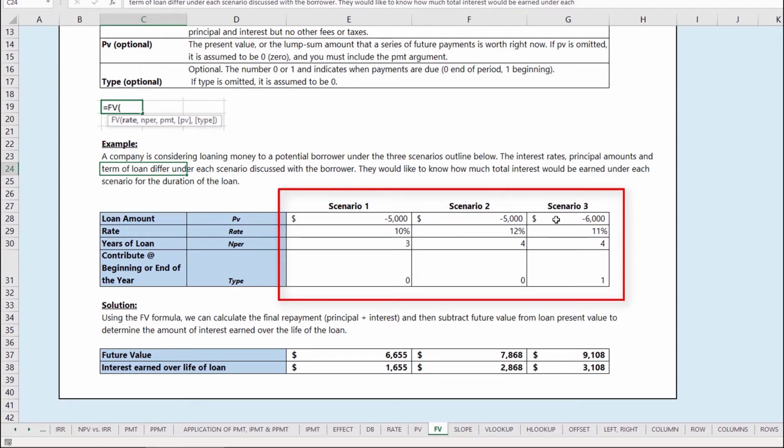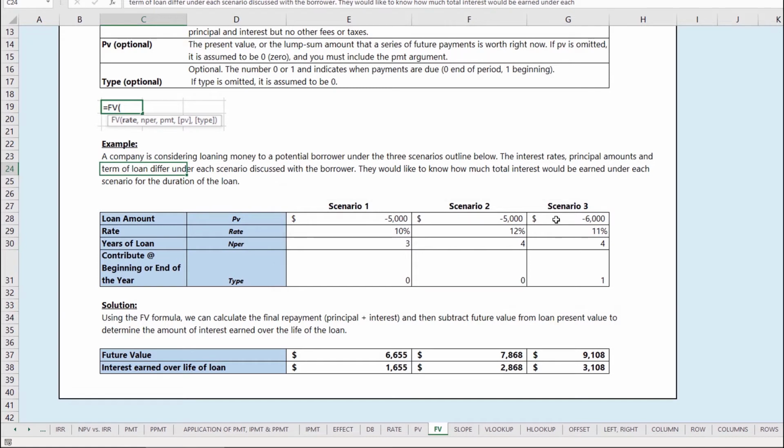So in scenario 1 and scenario 2, it's a $5,000 loan amount. Scenario 3 is a $6,000 loan amount. The rate of the loan, the interest rate, is 10% under option 1, 12% in option 2, and 11% in option 3. Scenario 1 is a 3-year loan. Scenarios 2 and 3 are a 4-year loan, and the payments are made at the end of the period for scenarios 1 and 2 and the beginning of the period for scenario 3. So if we want to calculate what the future value is for each of these scenarios, we can use the FV formula within Microsoft Excel.